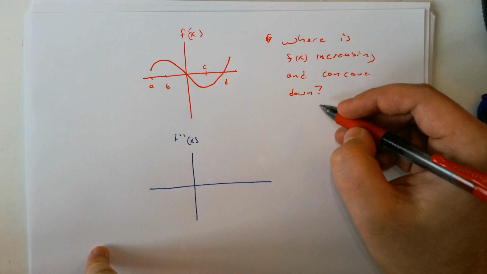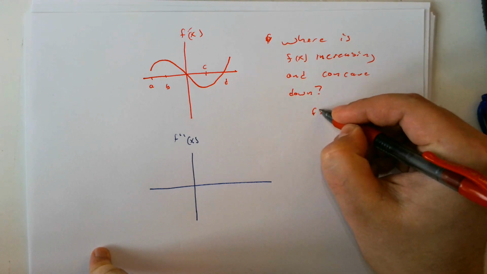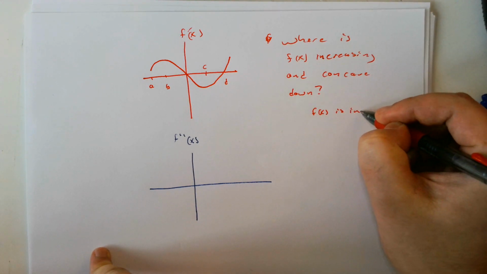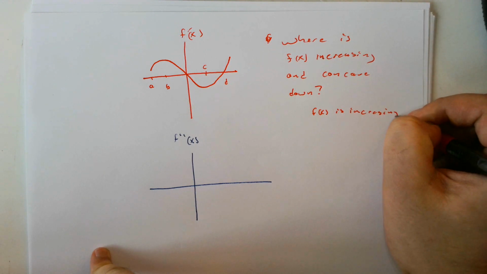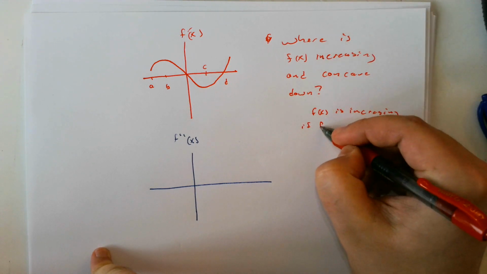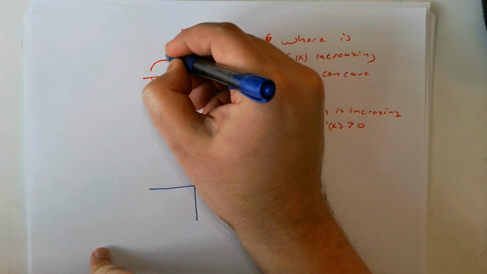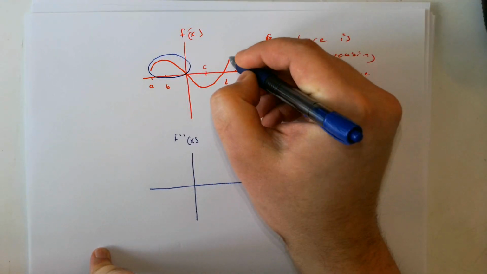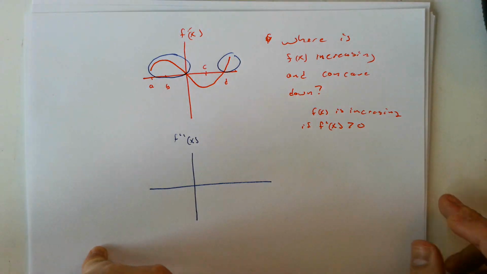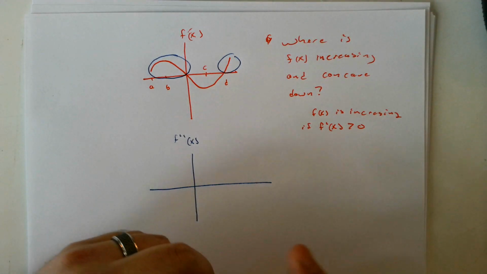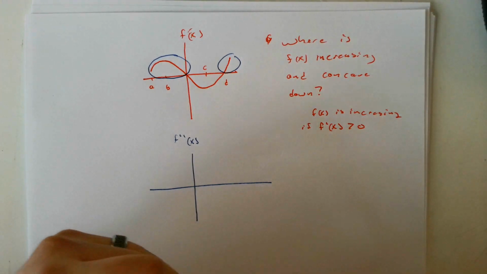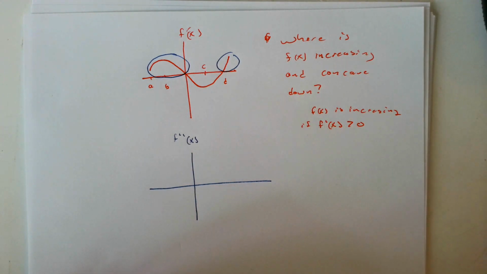So increasing, right? Remember, f of x is increasing if f prime of x is greater than 0. So right away, my candidate spots are this chunk right here and this chunk right here. All I'm given is a graph of f prime of x. I am not given a graph of f of x. Right? This is all my background knowledge.